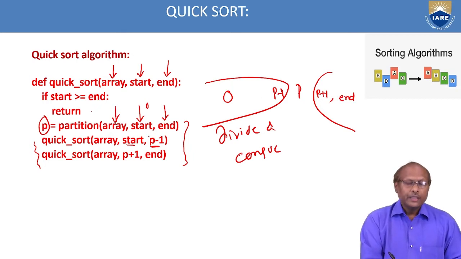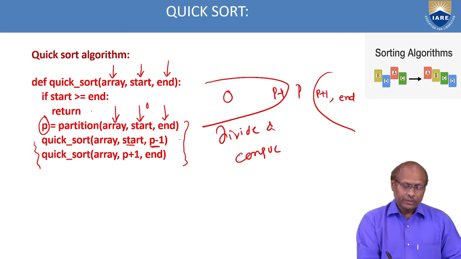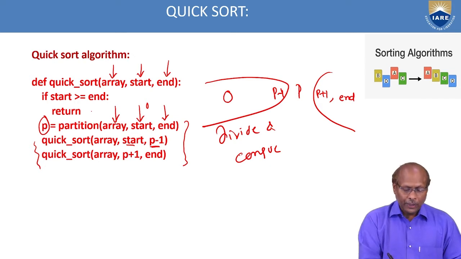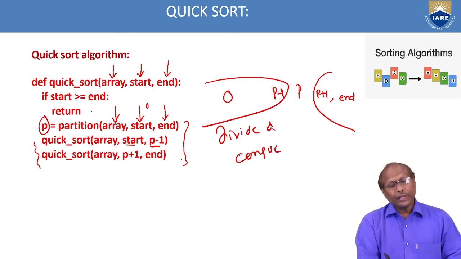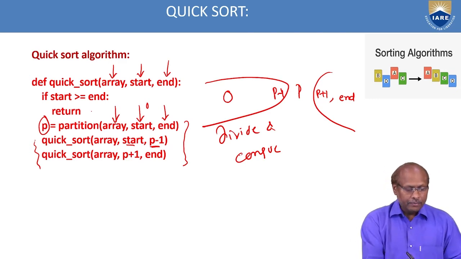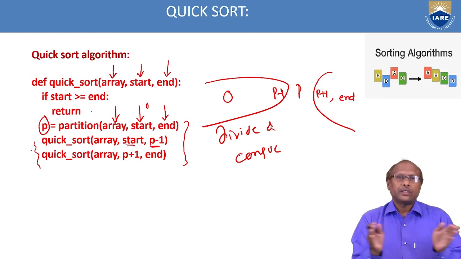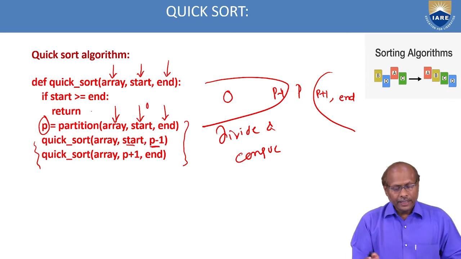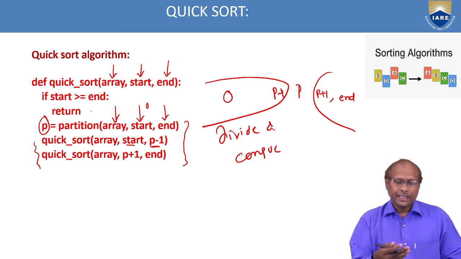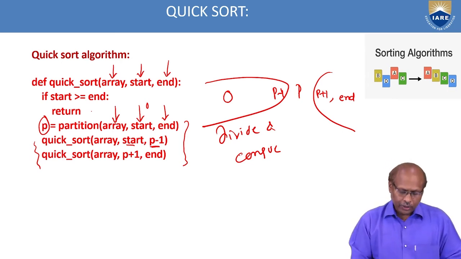So that means you are dividing the list into two parts. Starting to partition minus 1, and second is partition plus 1 to end. So that means every time you are dividing the list into two parts. So every time divide into two parts and then apply the same process until all the elements are sorted.